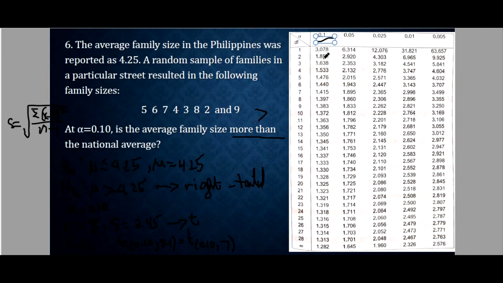So this one, the second column, and we have the 7 as our degrees of freedom. We have 1.415. So this is now positive 1.415. That is our critical value.